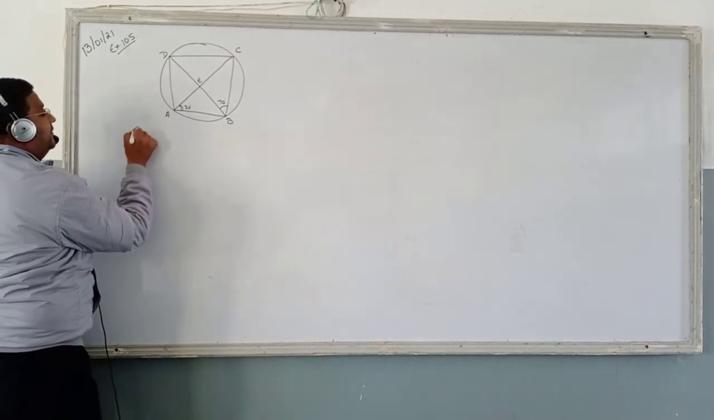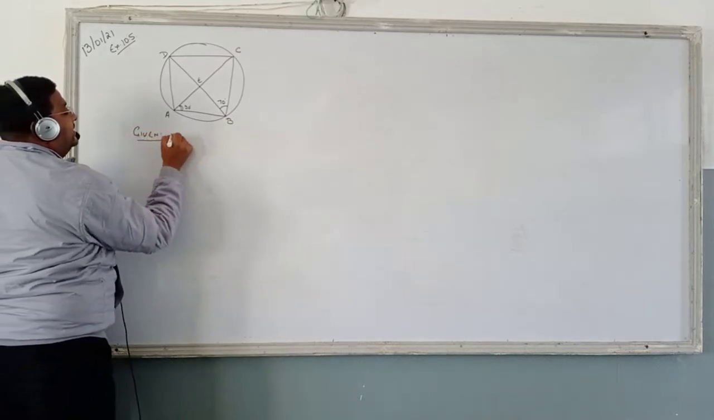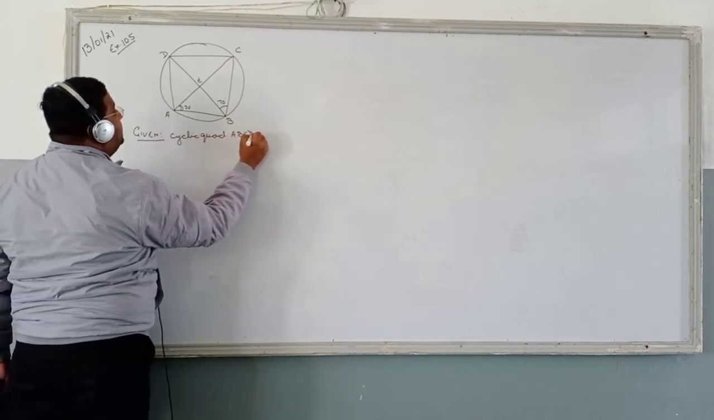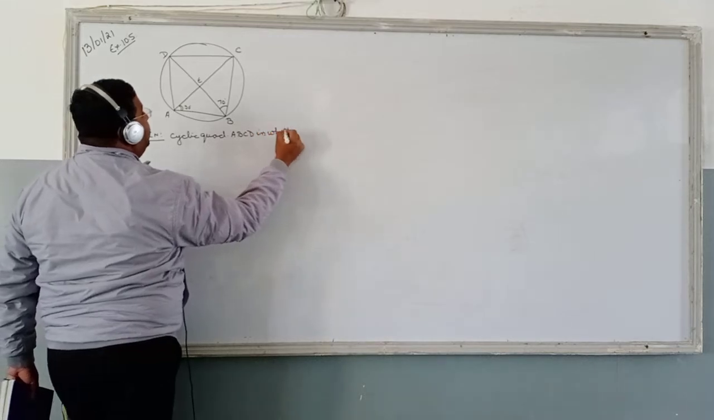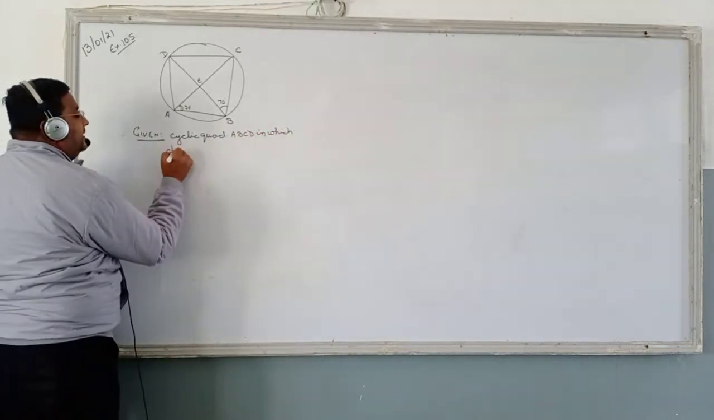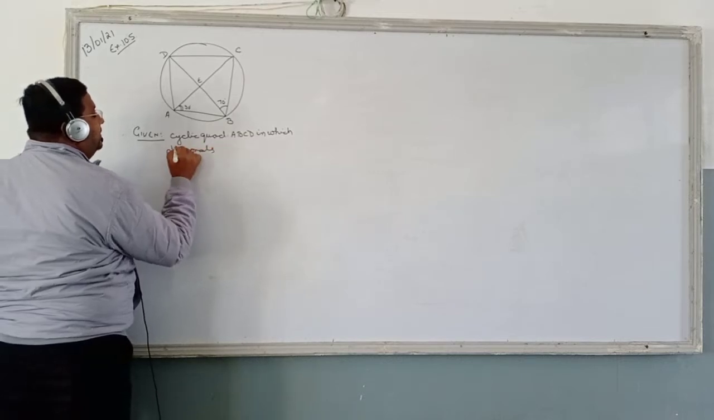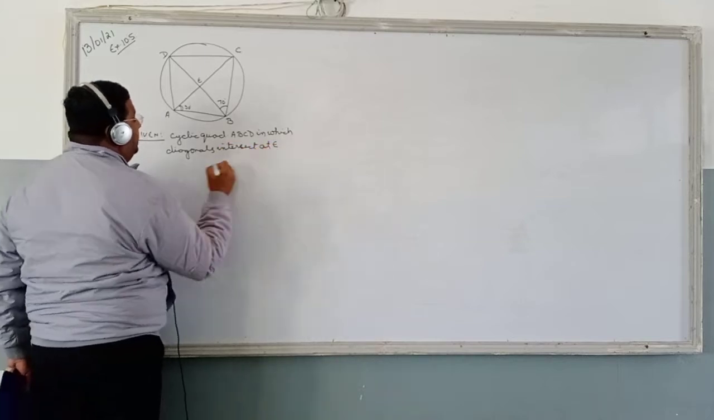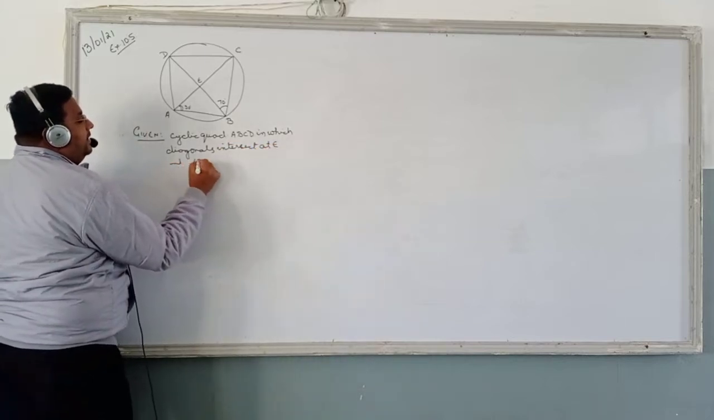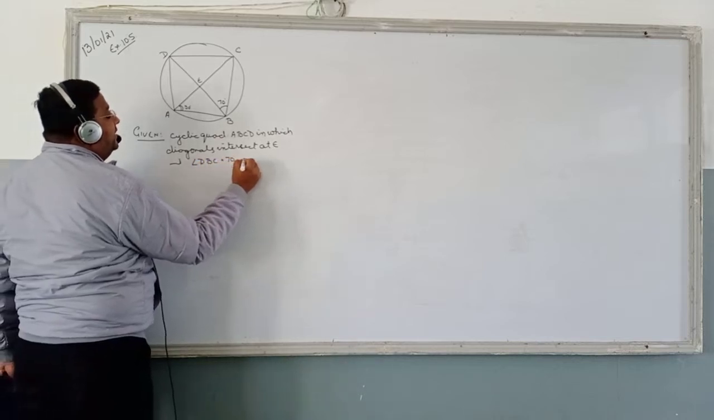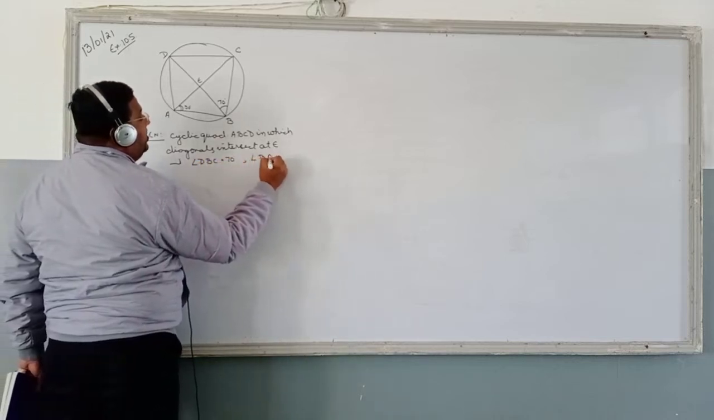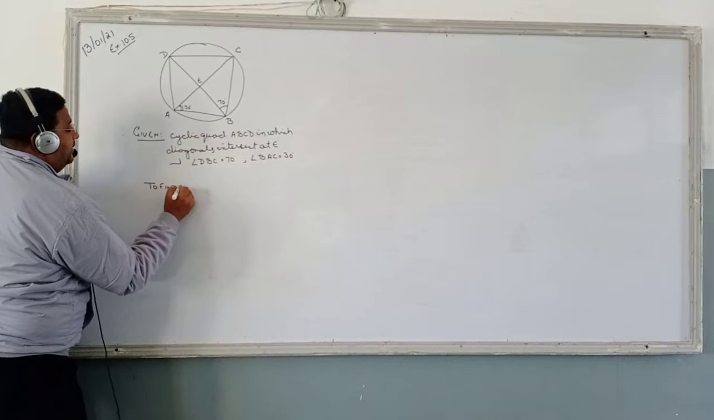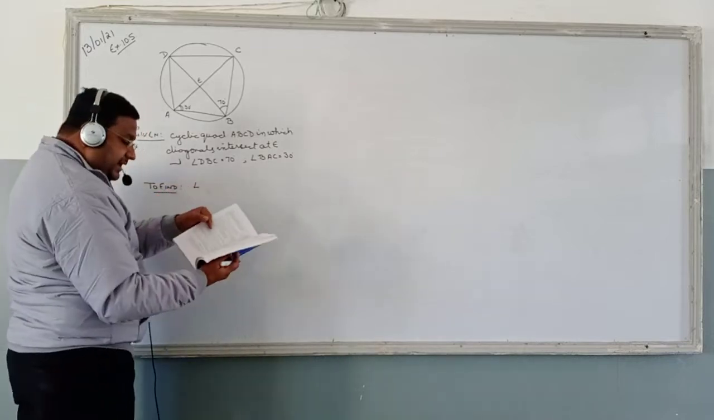So what are the things given to us? First of all, we are given a cyclic quadrilateral ABCD in which diagonals intersect at E, and angle DBC is equal to 70 degrees, angle BAC is equal to 30 degrees. What we have to find? We have to find angle BCD.